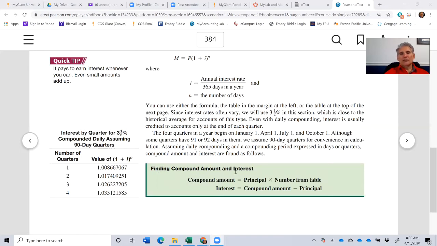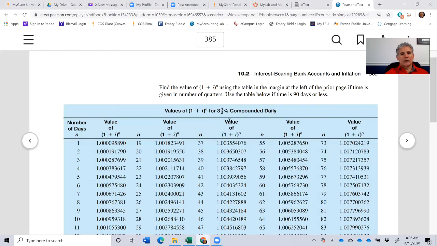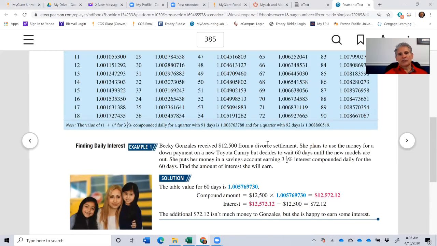So finding compound amount and interest, the compound amount is equal to the principal times the number from the table. And the interest is equal to the compound amount minus the principal. So in essence, we're going to get a future value here, which is the maturity value, and then we take the compound amount minus the original principal, and that's going to give us the amount of interest. Here's a listing of the table for 3.5%, and the number of days listed all the way down. So we don't really have to do much on computations. We're just using a lookup table again.